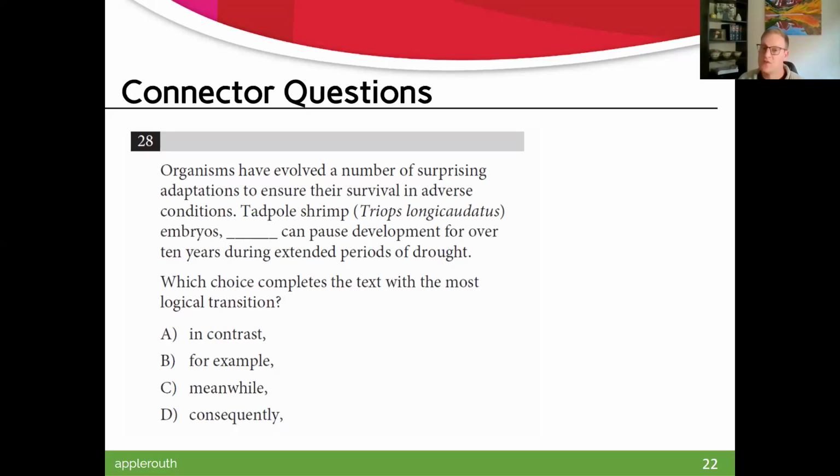Organisms have evolved a number of surprising adaptations to ensure their survival in adverse conditions. Tadpole shrimp embryos blank can pause development for over 10 years. That sounds like an example of a surprising adaptation. So I go B. There's definitely no contrast, so A and C are the two worst answers. All right, so B, because the second part is an example of the first sentence.